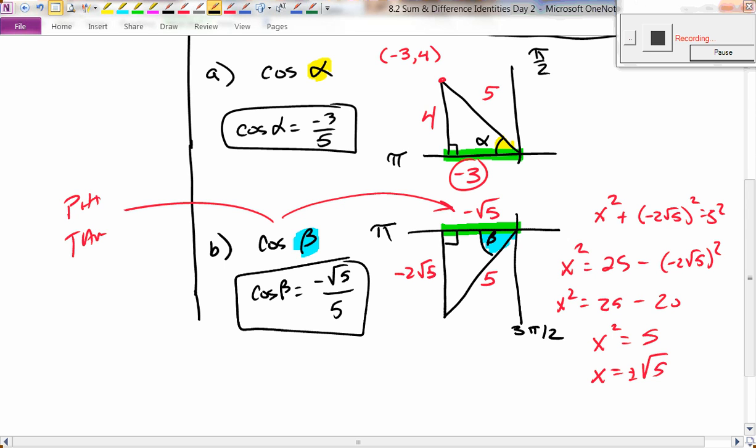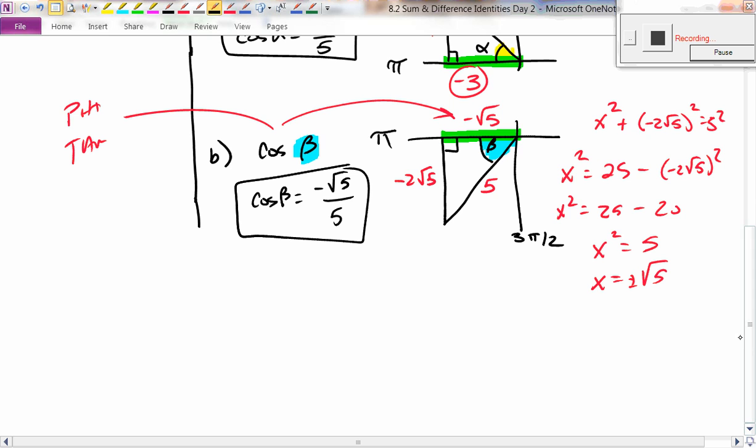I now know the sine of alpha. It was given to me. I know the cosine of alpha. It's negative 3/5. I know the sine of beta. It was given to me. And I know the cosine of beta. It's negative root 5 over 5 because I found it. So then I'm all set up to answer this question right here. What's the cosine of alpha plus beta? Oh, you see where we're going with this?